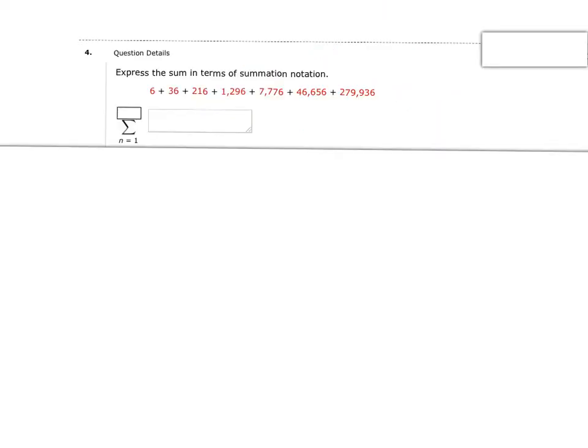All right, next up here, we're needing to write this in sigma notation. So I'm going to need an explicit formula in here that describes this sequence. And so I see that this is geometric. I do see that the pattern here is times 6. And you see that every time it's times 6, so that means r is 6.